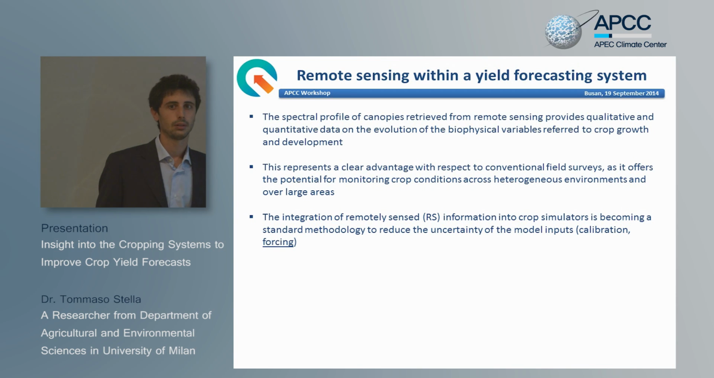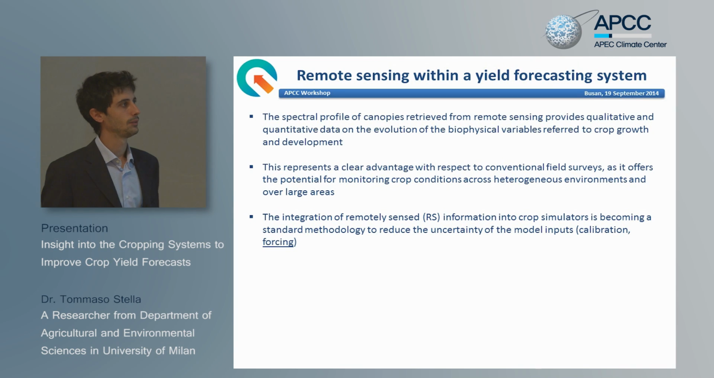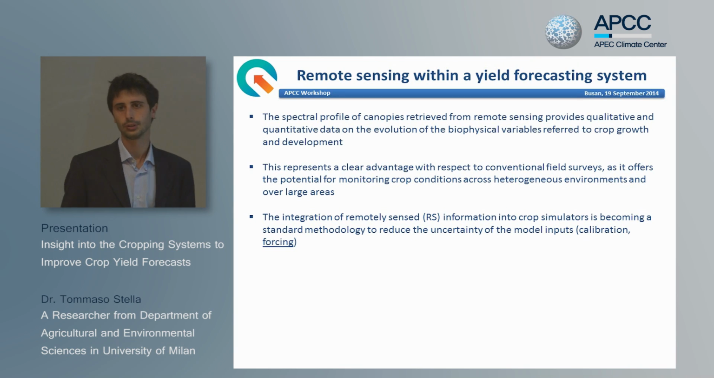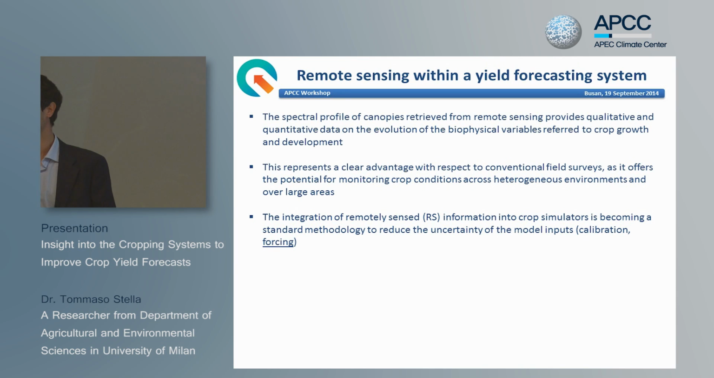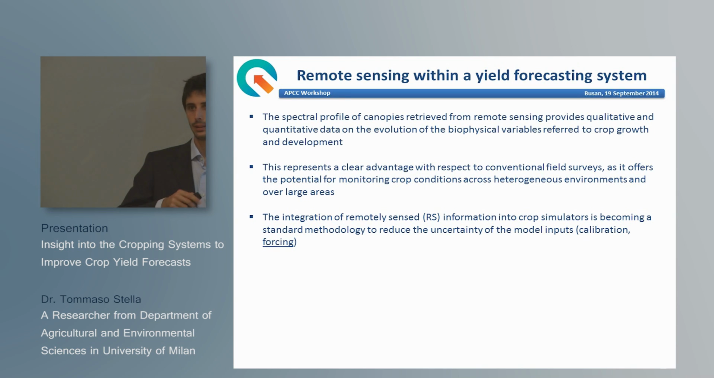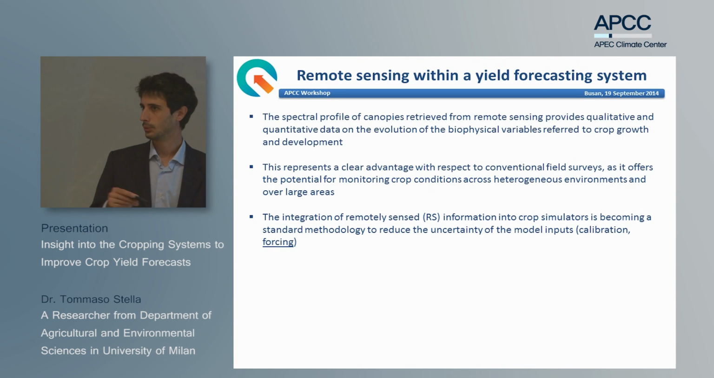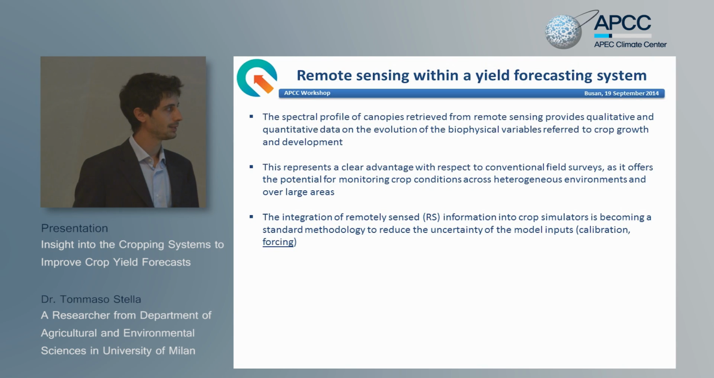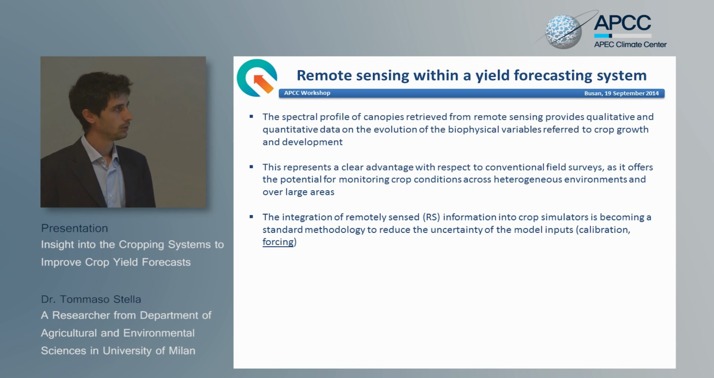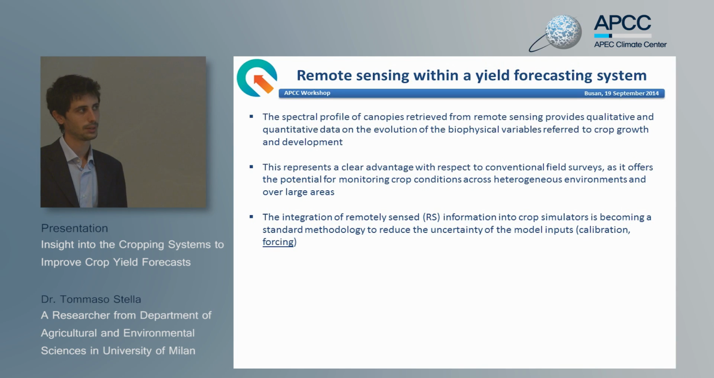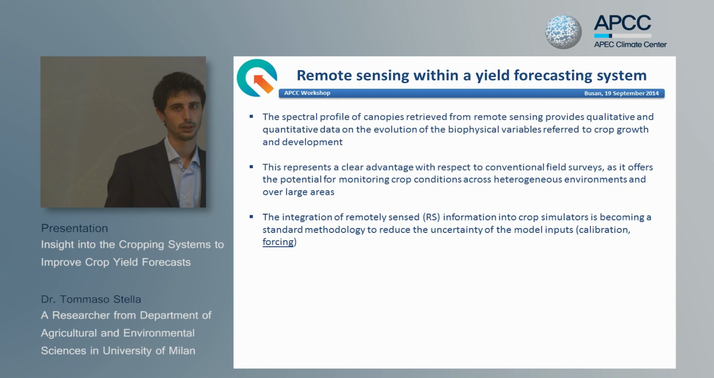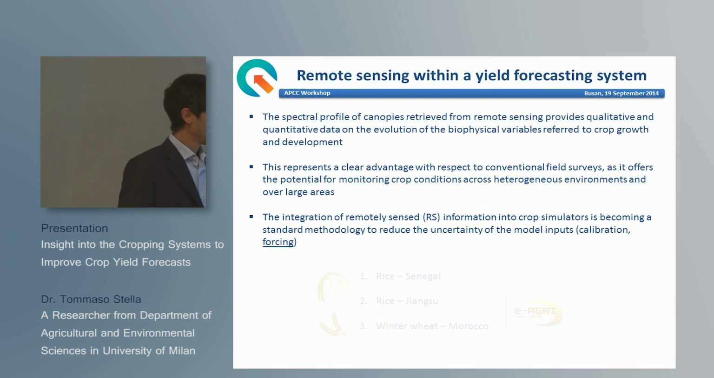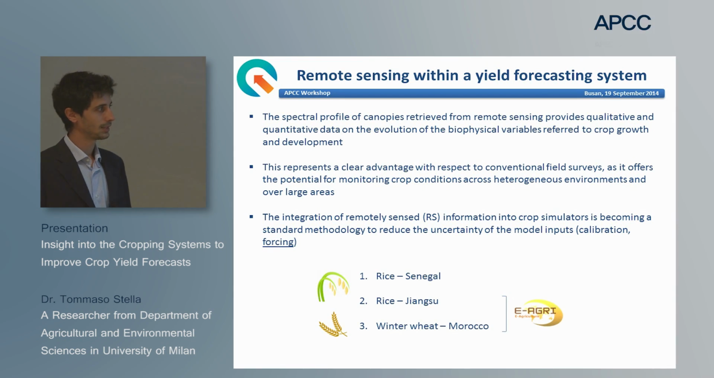And this can be done in different ways. For example, by recalibrating your model in order to make it reproduce correctly the remotely sensed data, or just by forcing the variables of your model with the values retrieved from remote sensing. And this is actually what we are doing now, but we are also extending our forcing component in order to manage correctly, iteratively, recalibration of the models.